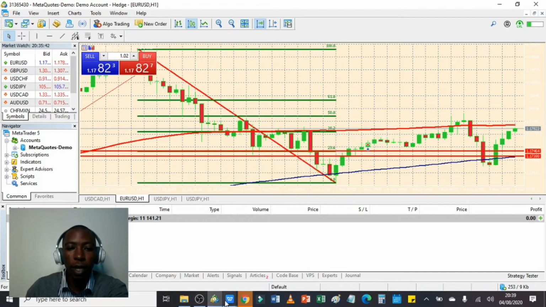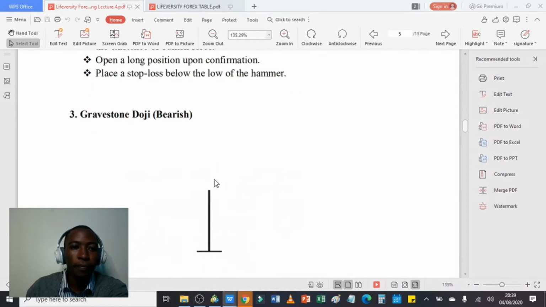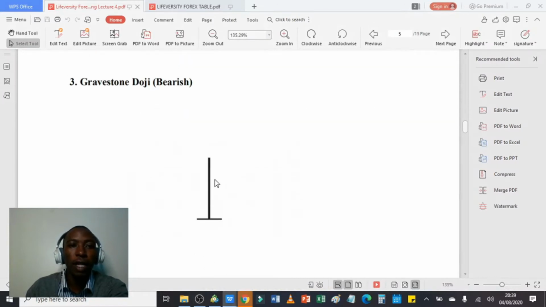Let's head over to the third candlestick pattern, the gravestone doji. That is a bearish pattern.